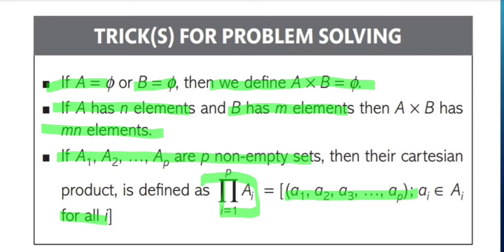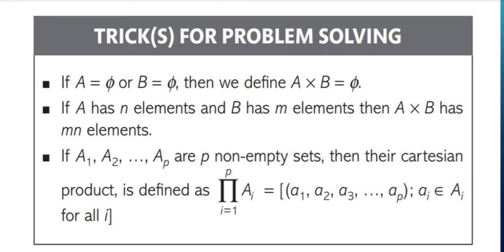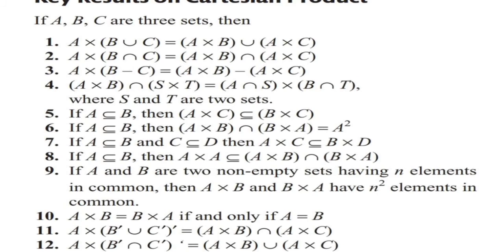Next we move to our final slide. It is key results on the Cartesian product, right? Key results on the Cartesian product. If A, B, C are three sets, then the first one is A Cartesian product (B union C), which equals (A Cartesian B) union (A Cartesian product C).